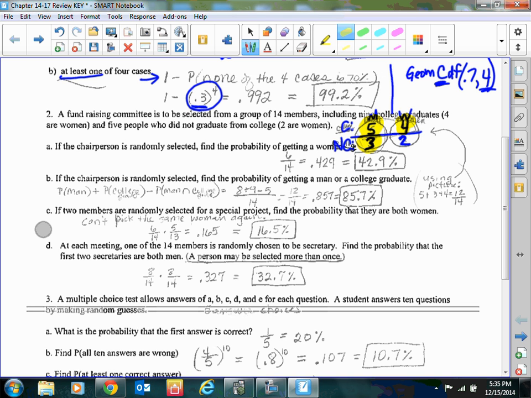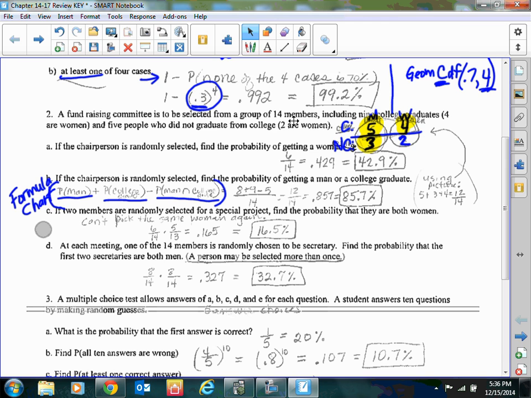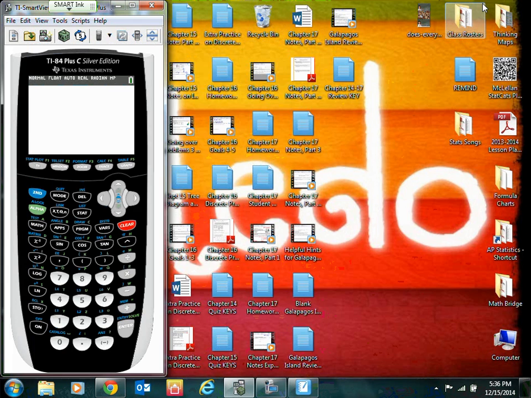Otherwise, you could have used the formula, which is the overall probability of man, there's 8 of them, plus all of the college graduates, which is 9, but take away any part that is double counted, which is the 5 that are the college men. Now, this piece right here, by the way, is on your formula chart. It is the top problem on the probability portion of the formula chart. I'll show you where that is just really quickly.